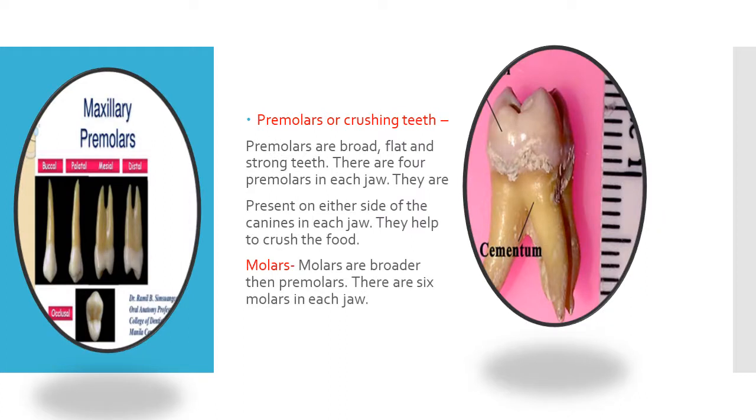Premolars or crushing teeth. Premolars are broad, flat and strong teeth. There are 4 premolars in each jaw. They are present on either side of the canine in each jaw. They help to crush the food. Molars. Molars are broader than premolars. There are 6 molars in each jaw. So here you can see the pictures also. So you can recognize these are the structure of teeth present in our mouth.